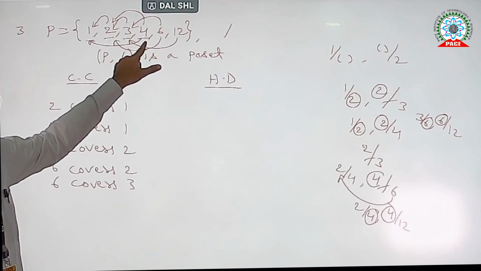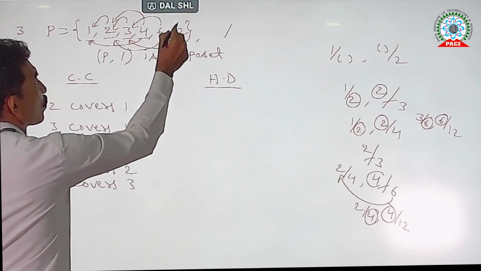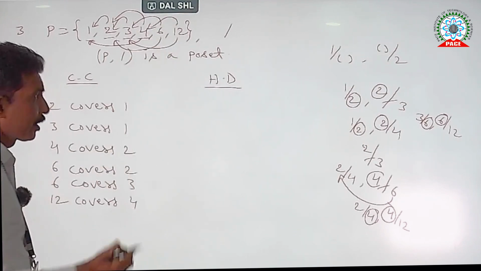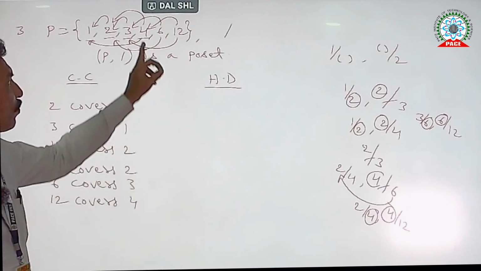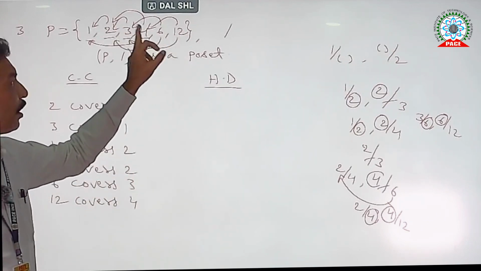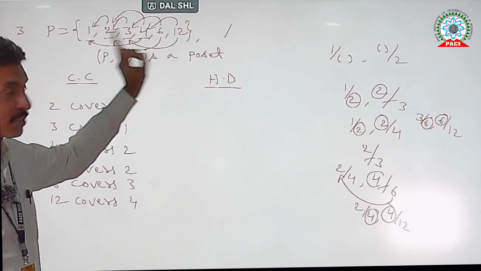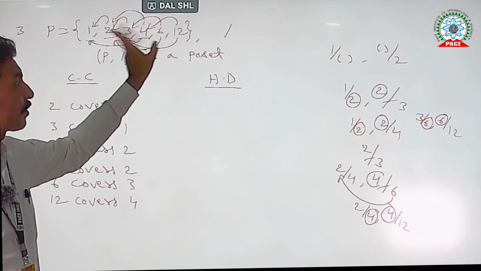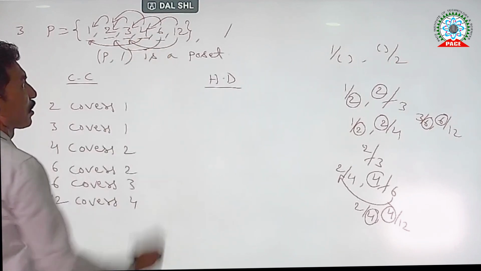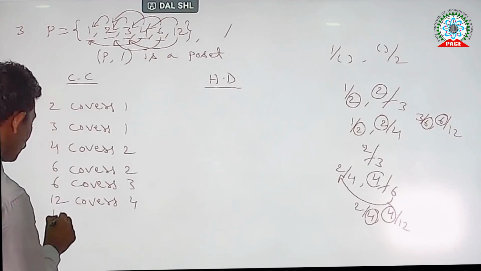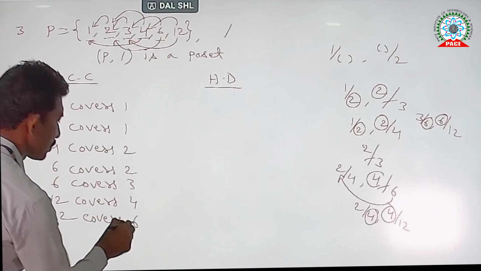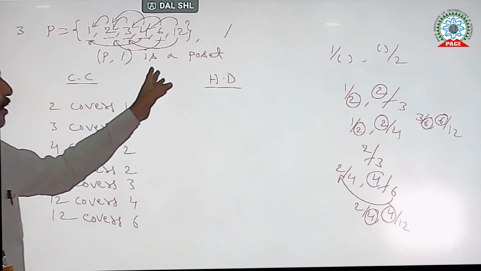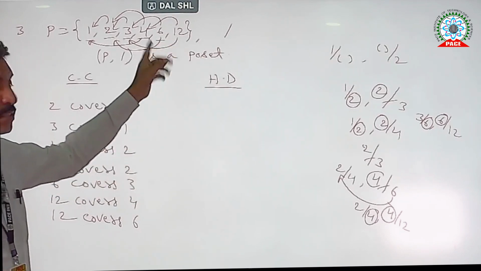12 covers 4 because the initial condition is satisfied: 4 divides 12, and 4 does not divide 6, even though 6 divides 12. So 12 covers 4. The last one is 6. 12 covers 6. Clearly 6 divides 12, and there is no other element such that 6 divides that number and that number divides 12. So these are the covering conditions.